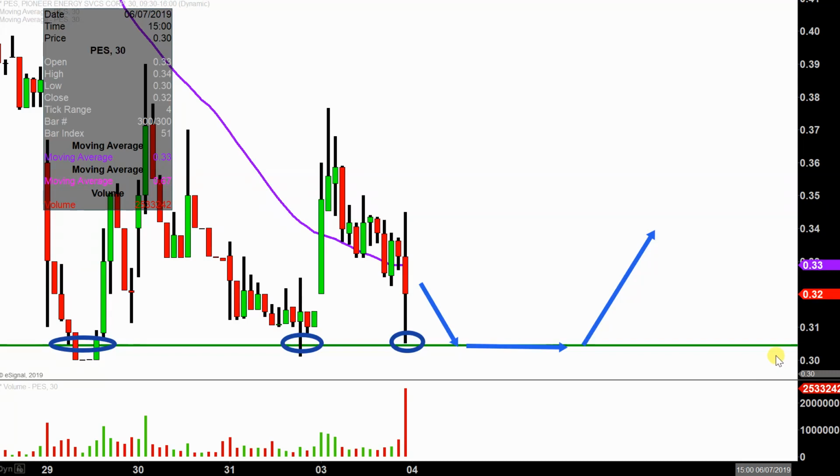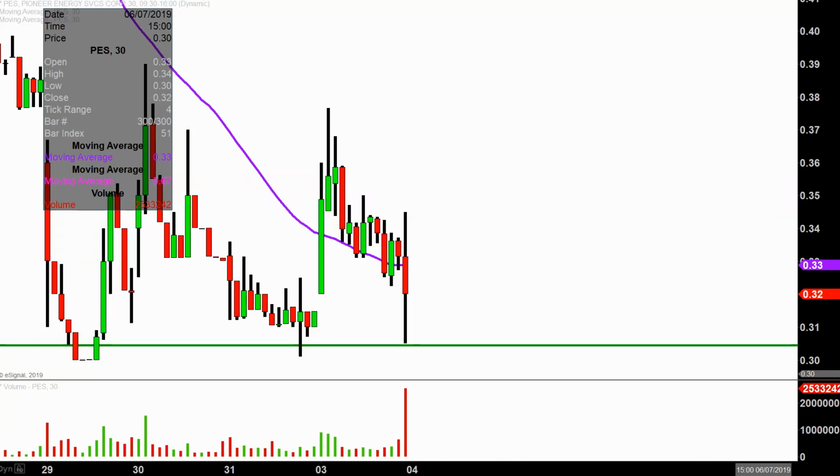So down around, like I said, the 30 to 30.5 cent area, from a risk versus reward perspective, is definitely an interesting area where the buyers have proven themselves time and time again to be willing to pick up shares down around that area.